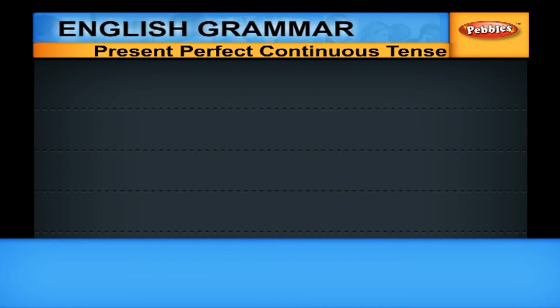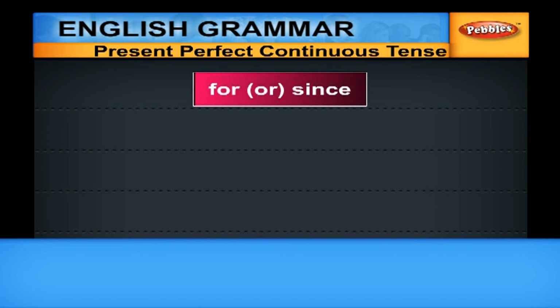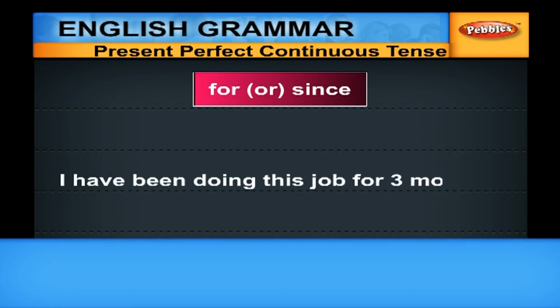When we use present perfect continuous, most of the time we use either for or since. When we talk about the duration, we use for. I have been doing this job for 3 months. Here, we are talking about the duration of the action. When you are referring to the duration of the action, we have to use for.